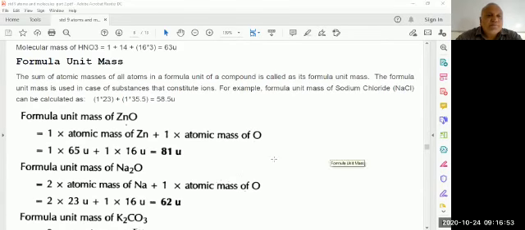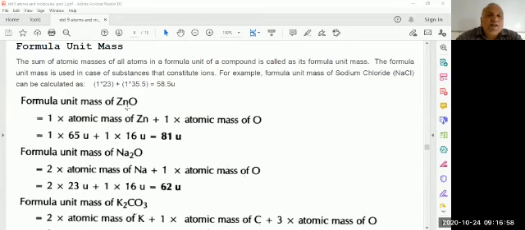Yes, here you can see the formula unit mass of zinc oxide, ZnO. Zinc has only one atom, see, Zn. So 1 multiply atomic mass of zinc plus O is also one atom, 1 multiply atomic mass of oxygen. So 1 multiply 65 unit, 65 unit is the atomic mass of zinc, plus 1 multiply 16 unit, 16 unit is the atomic mass of oxygen. So 65 plus 16, 81 unit. Mind well, we can write the unit as U or atomic mass unit, AMU.